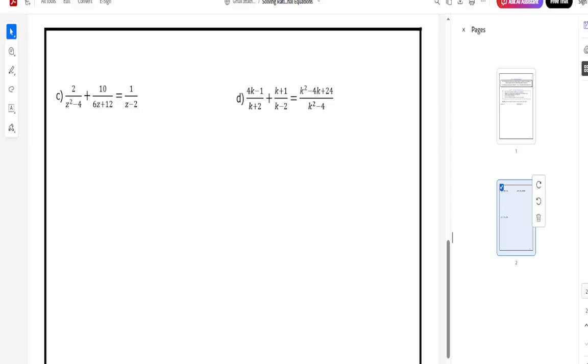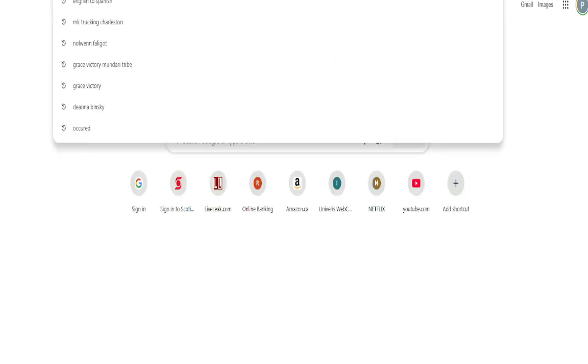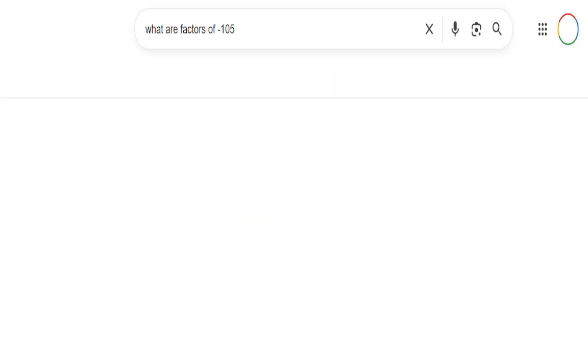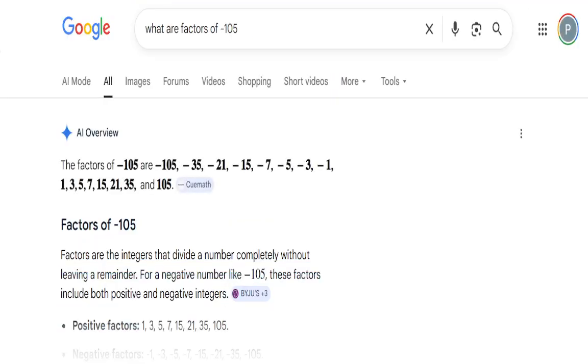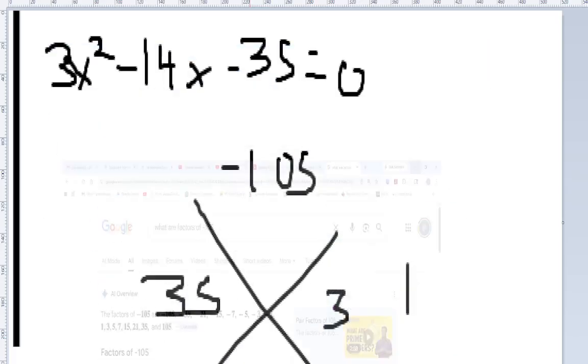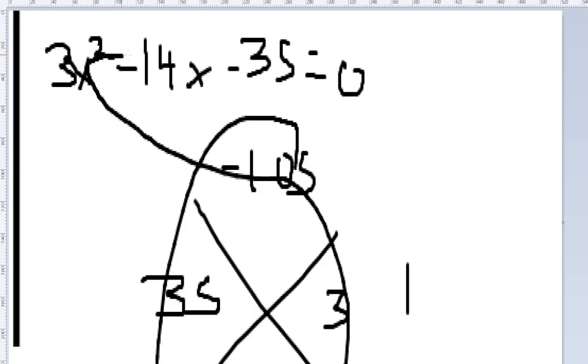If I do a quick cheat, what are the factors of 105? Or what are the factors of negative 105? There's quite a few in common. 35 and 3. 21 and 5. There we go. That would be 16, though. 21 and 5 is 16. So maybe I made a mistake in the minus 14. I don't know. But you can see that sometimes it doesn't factor. You'd have to use the quadratic.